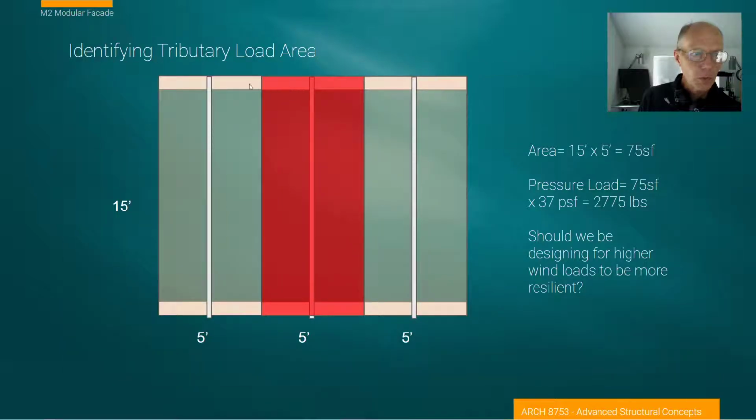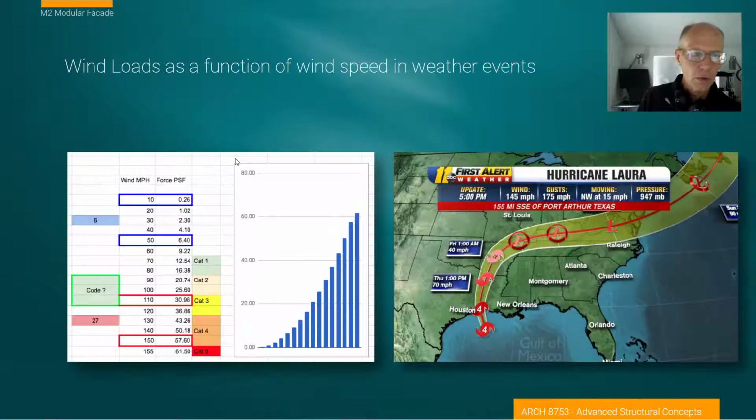So just like a floor system, we need to identify that tributary load area to figure out how much load our unit is being exposed to. We'll take one of the side edges of the cassette and look at the tributary load, which is half of the load from this side, half of the load from that side. In this case, it's 15 feet by 5 feet, and it gives us 75 square feet. We can take the wind pressure and come up with a total load on it. In this case, I used 37 pounds per square foot as a design load, and that's kind of related to where our code has required that.